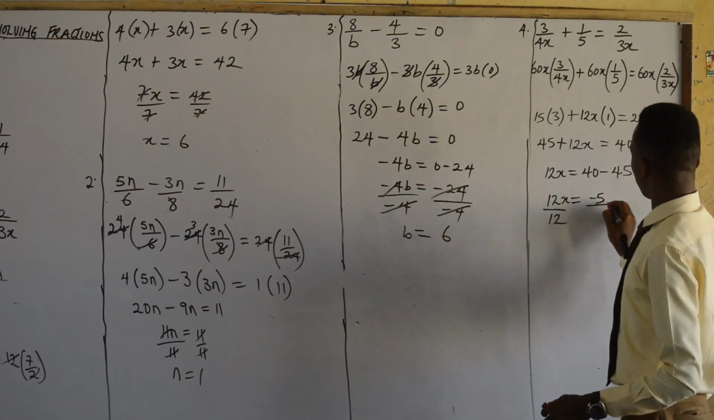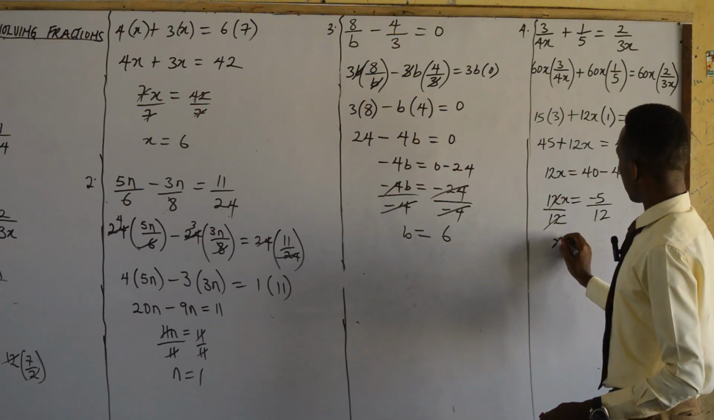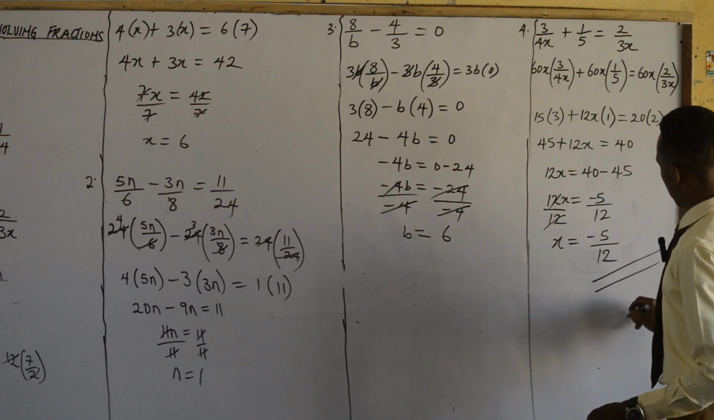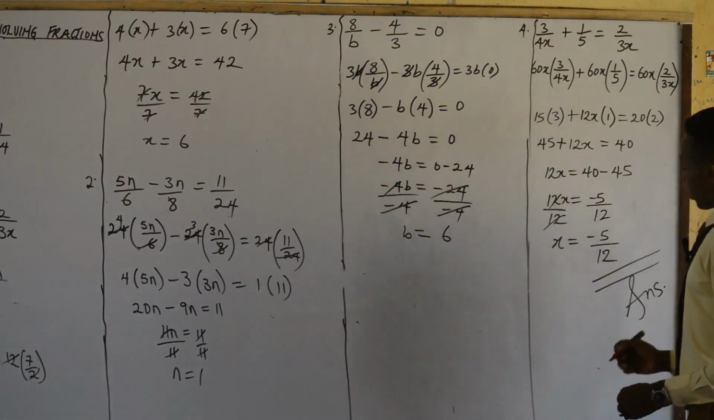Dividing both sides by 12, we have x equals minus 5 all over 12. And that gives us the final answer to that question.